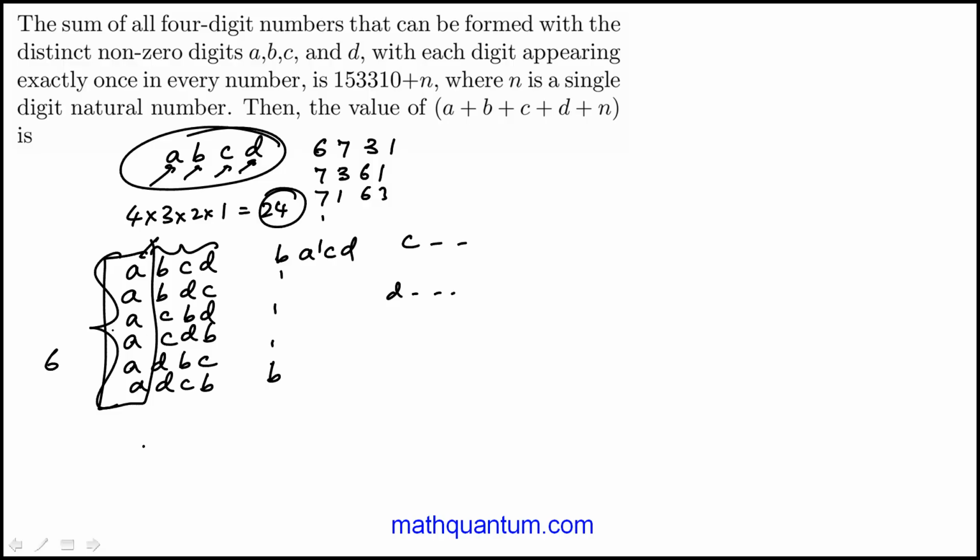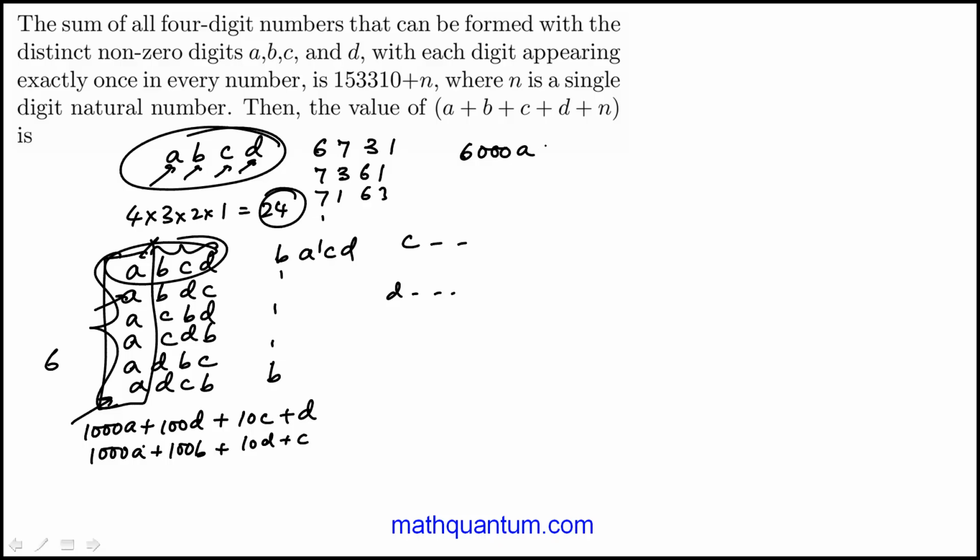So if you're adding them all up, you can think of this as 1000 A, 100 D, this first one, 10 C plus D. Same thing with the second one, which is going to be 1000 A plus 100 B plus 10 D plus C. So we're adding these up. We can just add the thousands, and we have 6 of those. So we'll get a contribution of 6000 A.